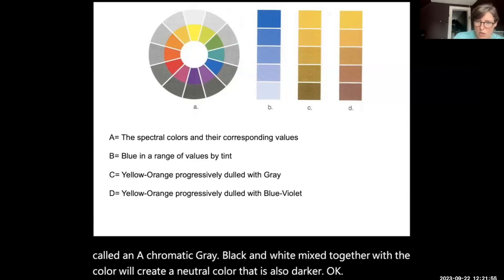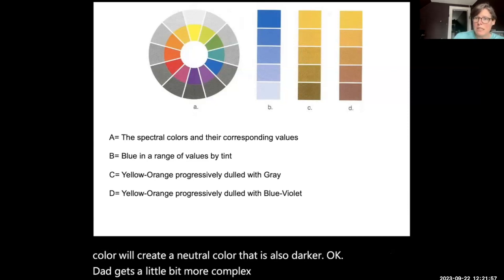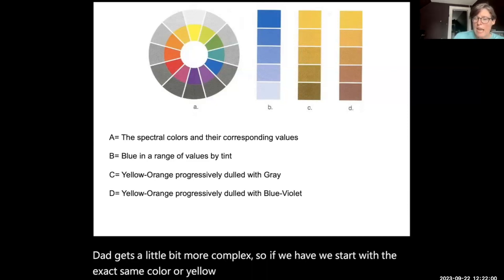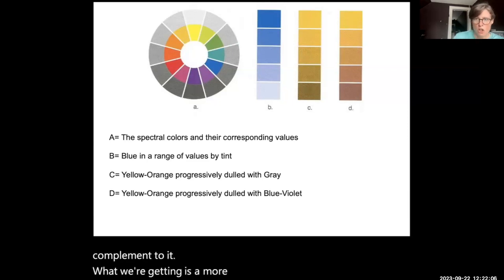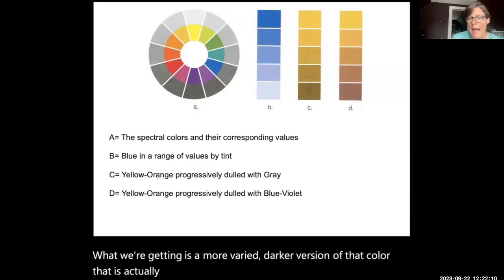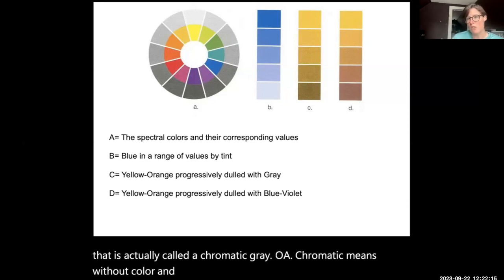D gets a little bit more complex. If we start with the exact same color, yellow-orange, and we add the complement to it, what we're getting is a more varied, darker version of that color that is actually called a chromatic gray. So achromatic means without color, and chromatic means with color.